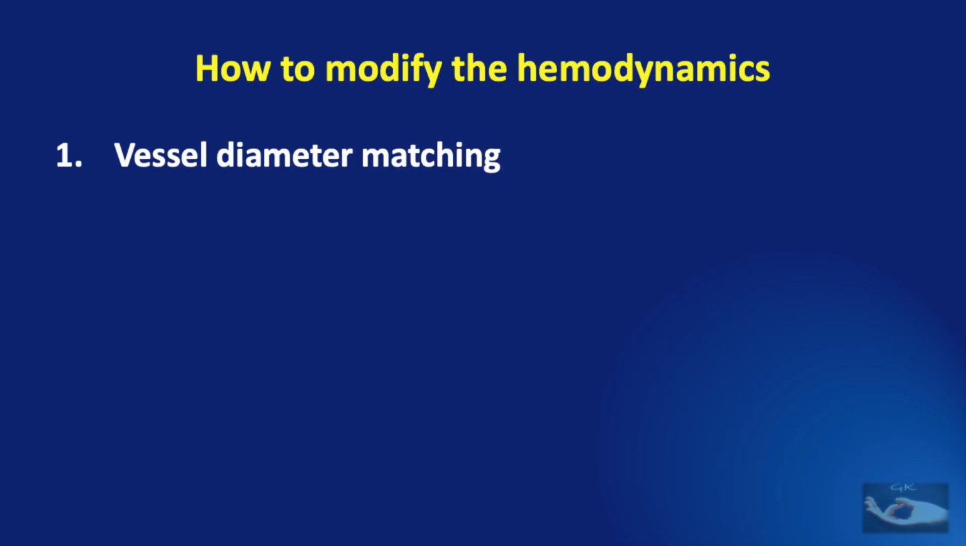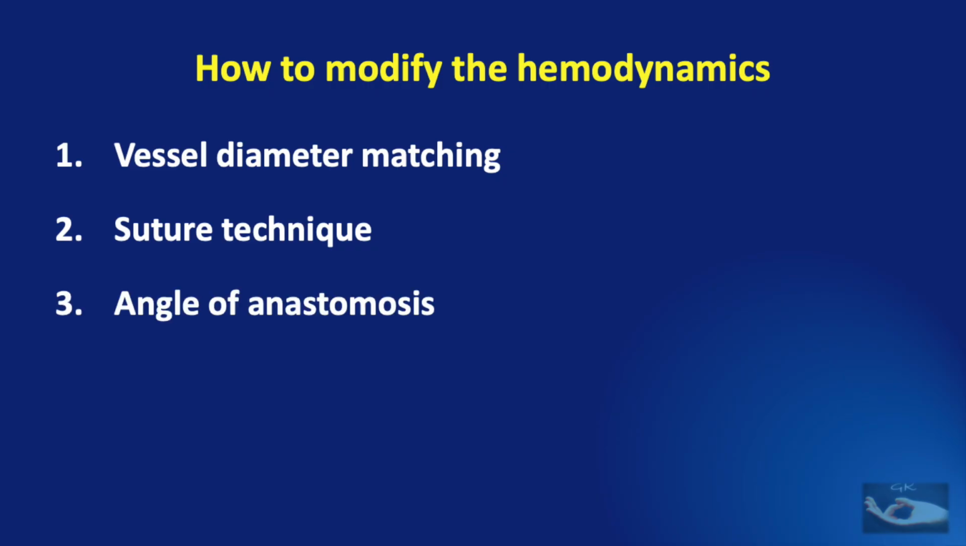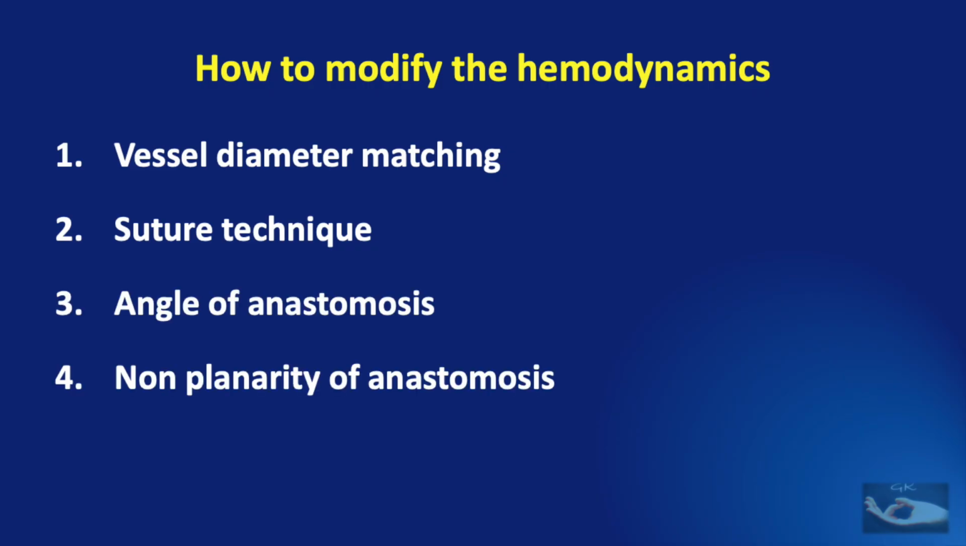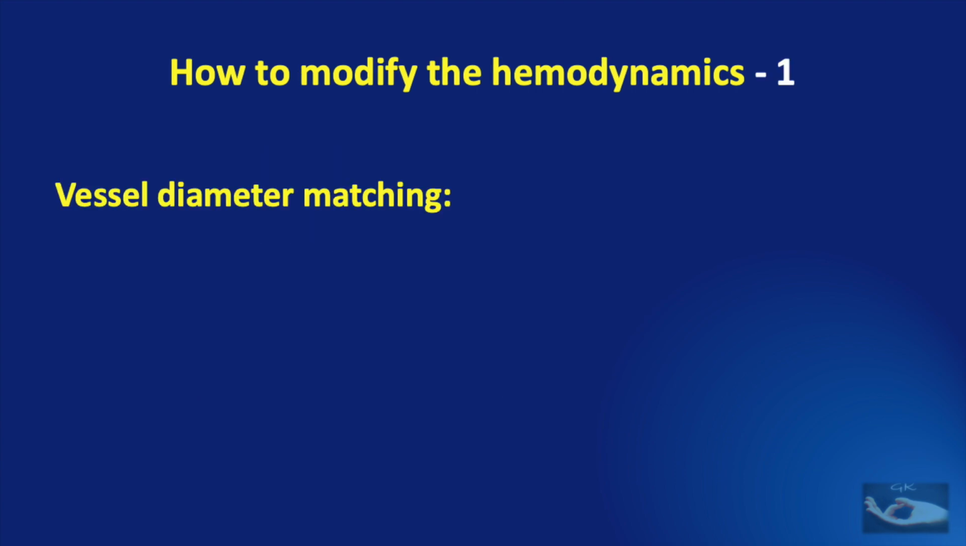The first is vessel diameter matching, the suture technique, the angle of anastomosis of the vein and the artery, and the non-planarity of the anastomosis. The first is vessel diameter matching.